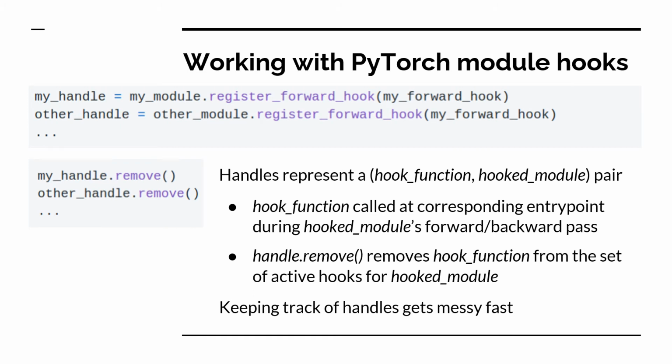Hook registration in PyTorch is traditionally done by calling a module's hook registration method, passing the hook function that is to be registered to that module, and returning a handle that can be used to remove that hook once you're done with it. In this case, we're registering the function myForwardHook with modules myModule and otherModule. Each time we register our hook to a new module, we receive a new handle that we must maintain until we wish to remove that hook. Because you must save a new handle for every distinct function module pair that you register, your experiment code quickly becomes messy when working with multiple hooks registered across many modules.